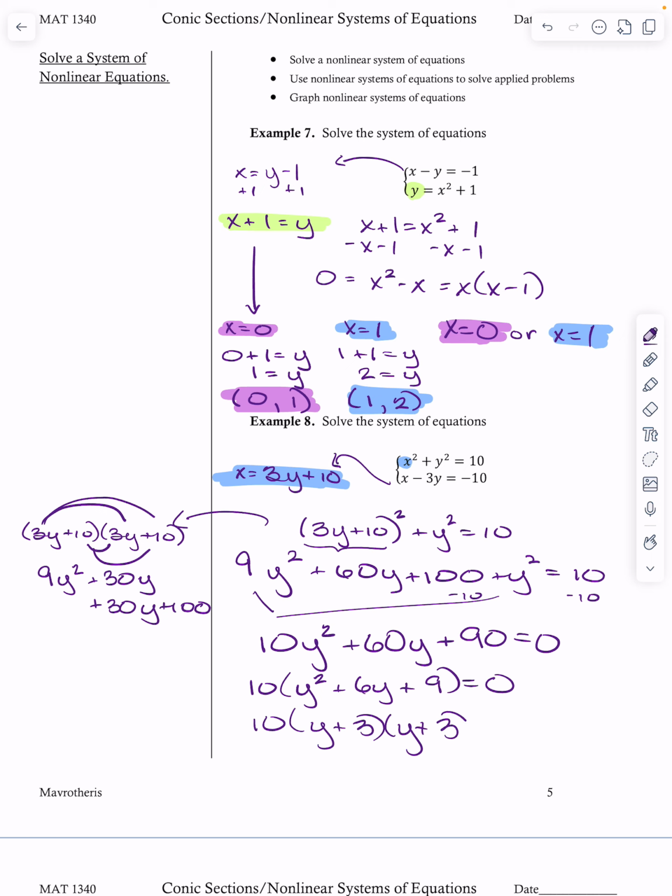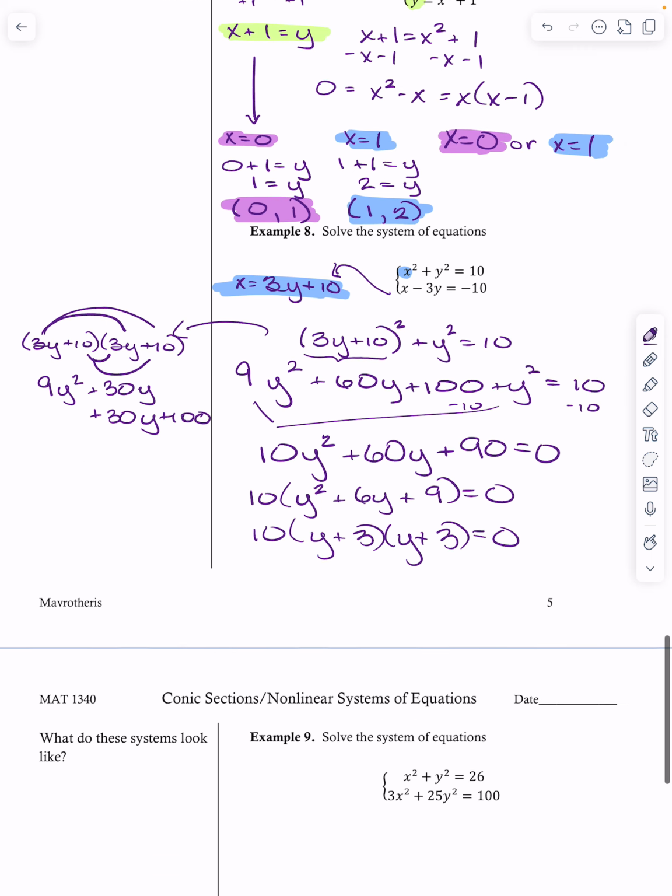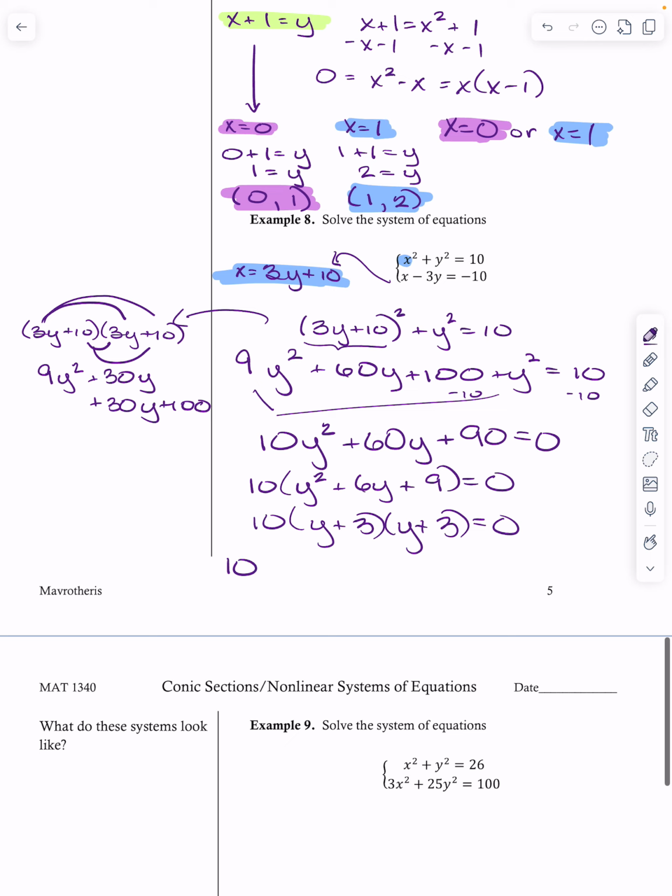And this one is y plus 3 quantity squared, so I only have one y. y equals negative 3. Okay. I am going to plug that in.